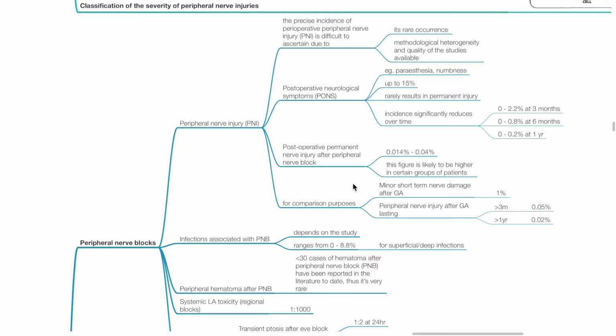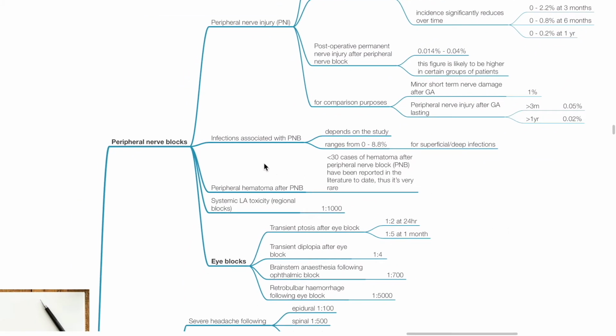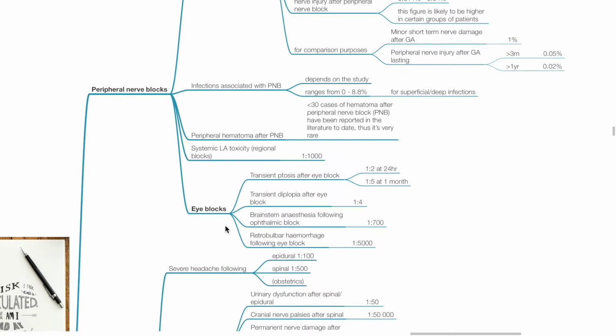For comparison purposes, minor short-term nerve damage after GA occurs in 1% of patients. Peripheral nerve injury after GA lasting more than 3 months, 0.05%, and lasting more than 1 year, 0.02%. Infections associated with peripheral nerve block range from 0 to 8.8%. Peripheral hematoma after PNB is exceedingly rare, with less than 30 cases reported in literature. Systemic LA toxicity after regional blocks occurs in 1 in 1,000 patients.